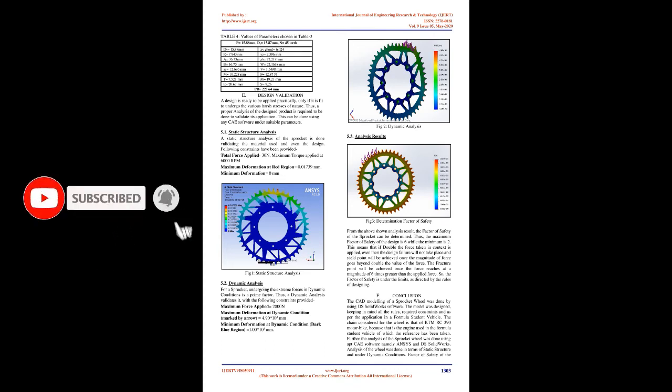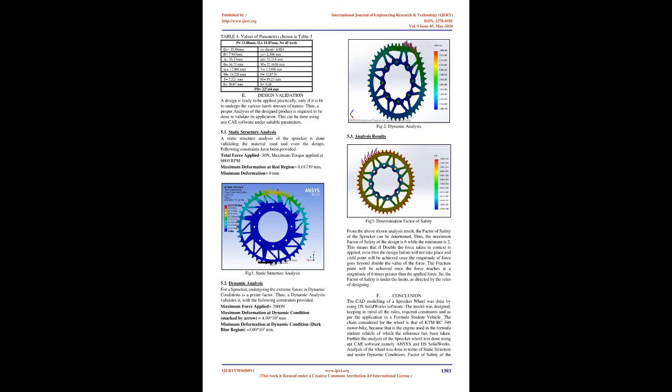D. Result. A 45 teeth sprocket wheel was thus designed using the previously mentioned steps and with the following values of data calculated. E. Design validation. A design is ready to be applied practically only if it is fit to undergo the various harsh stresses of nature. Thus, a proper analysis of the designed product is required to validate its application. This can be done using any CAE software under suitable parameters.